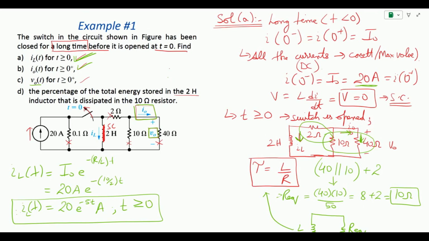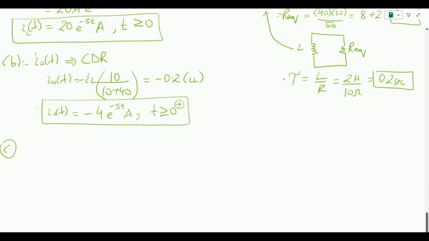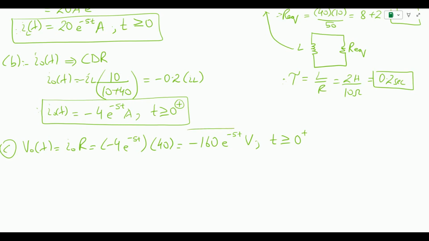So this is just Ohm's law. We already know the i naught which is moving. So v naught(t) is equal to i naught times R, which is basically minus 4 e raised to power minus 5t multiplied by 40, and it comes out to be minus 160 e raised to power minus 5t volts. Again, condition is t greater than 0 plus. So this is important. So this is the voltage that we have found.